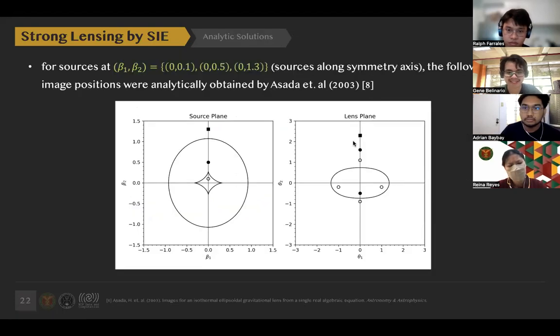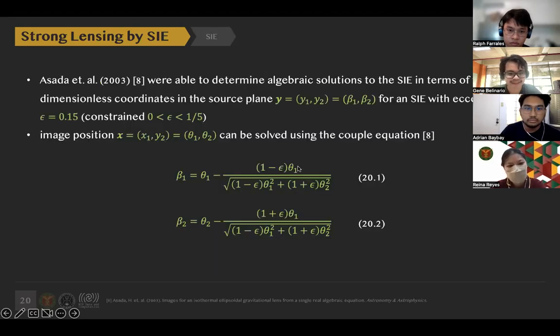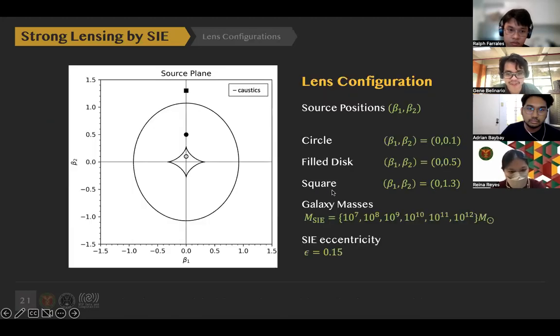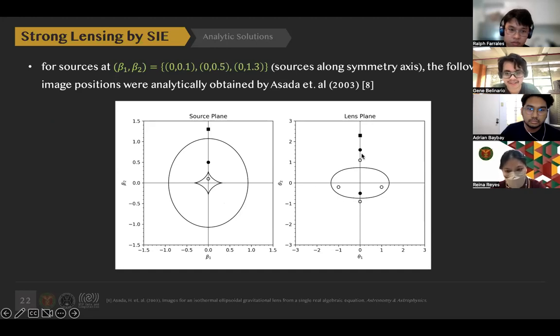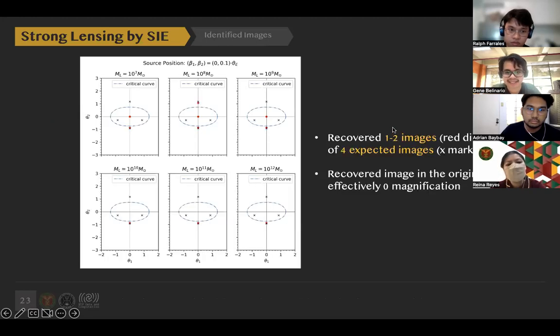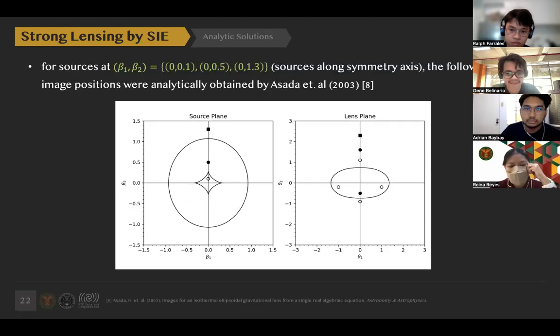Okay, so these image positions are the solutions of this coupled equation. Given your source position, you have beta 1 and beta 2, and the solutions of this coupled equation are the image positions here. These are the three regimes. One is inside the inner caustic.